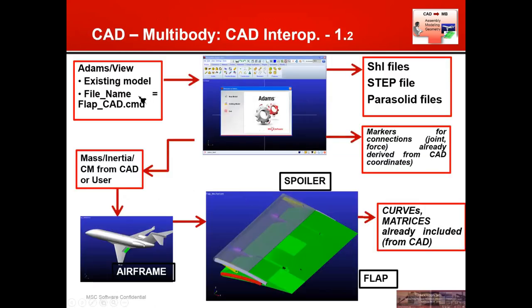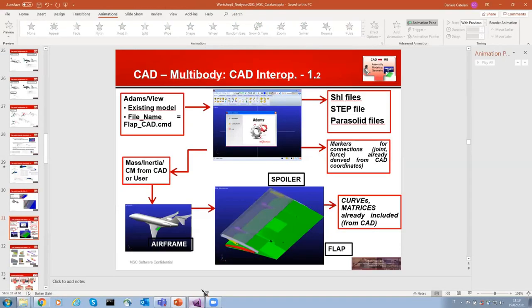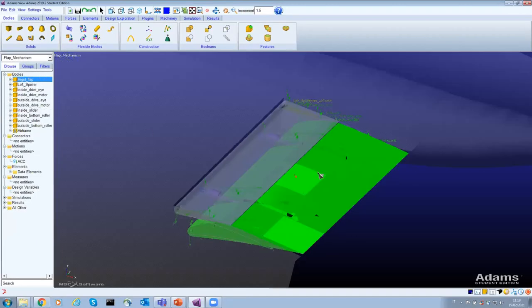So as I told you, we import the first model, and now we navigate in the model to look how it is. We have a flap. This green part is a flap. It is called a rigid flap because for the moment it is not flexible. So we maintain our investigation at a preliminary level. So for the moment we consider it as a rigid mechanism.